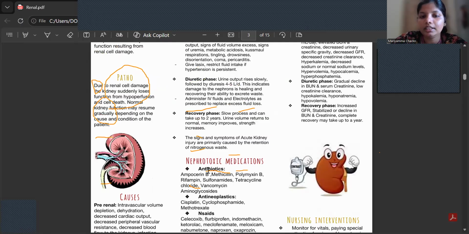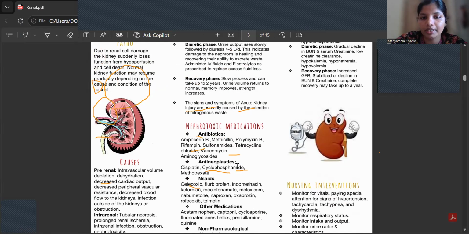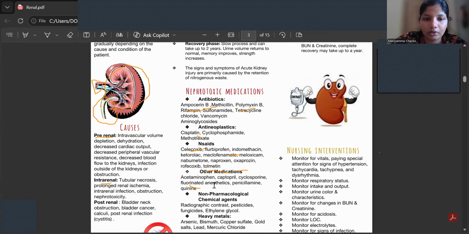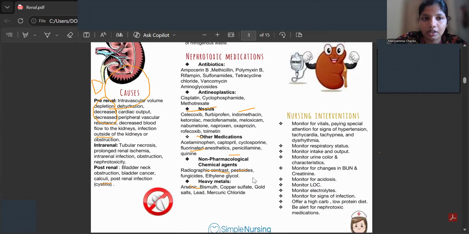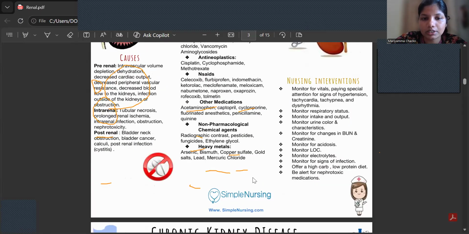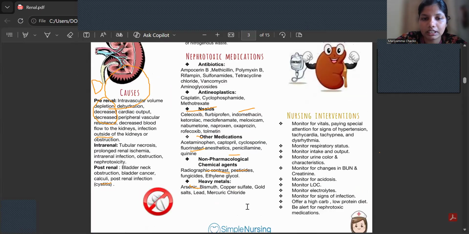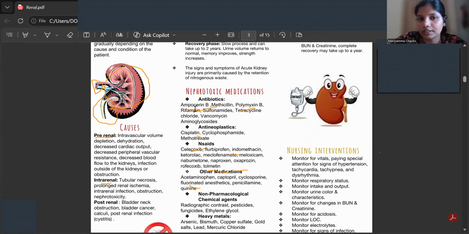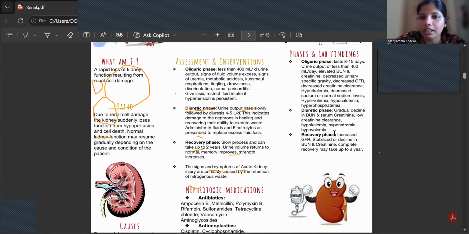Right. Then nephrotoxic medication. What do you mean by nephrotoxic medication? The medication which may adversely affect the kidney. Here also there are some causes of kidney disease, so we make sure of the cause. The causes are nephrotoxic medications, antibiotics, NSAIDs, and non-pharmacological agents such as pesticides, heavy metals, or mercury poisoning, which may lead to acute kidney injury.